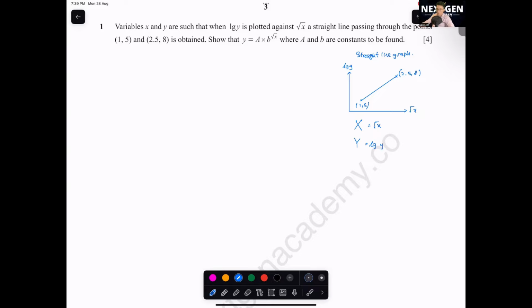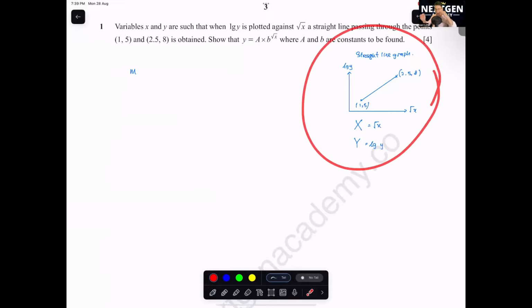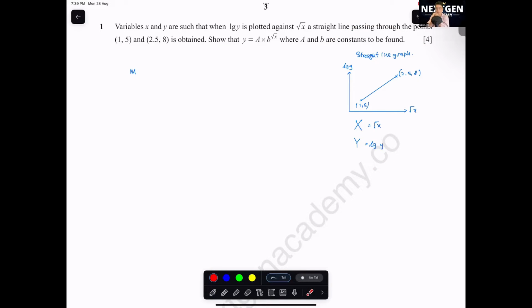What do you want to find first? By the way, there are various ways that you can do this, so as long as you get the answer, it's the same. I'll just explain using one way, where I find the equation of the line here first, under big Y equals m big X plus C. Then after that, I will compare with this equation here. So for m, I want to find my gradient first, which is 8 minus 5 over 2.5 minus 1. My gradient is equal to 2.